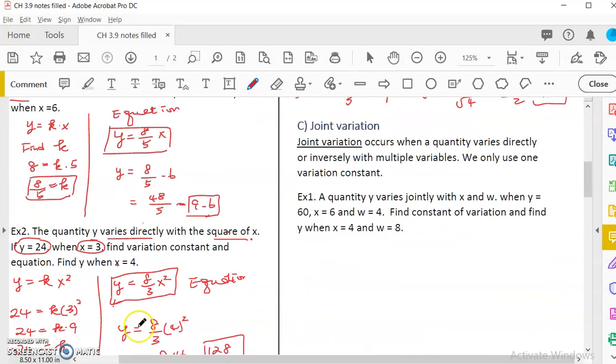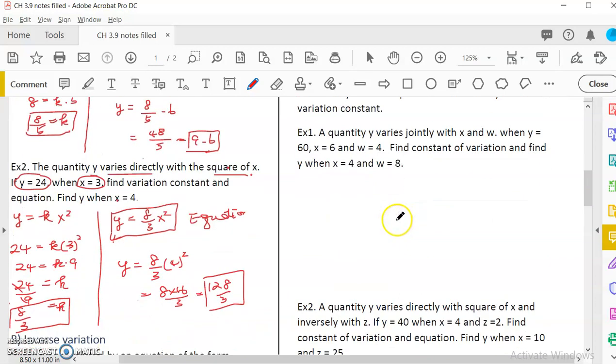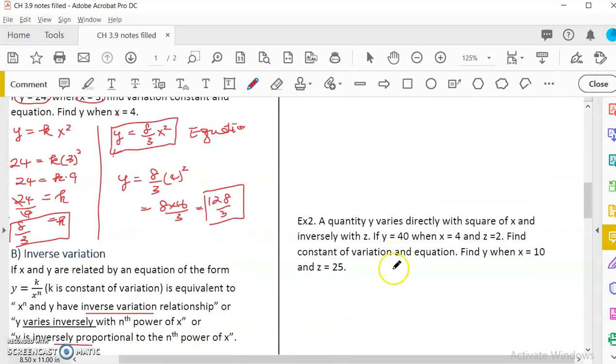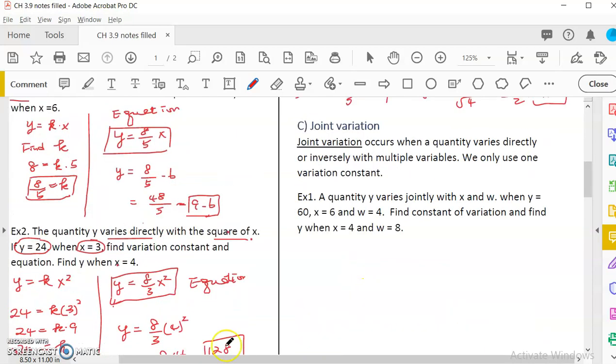I'm going to do another example in another video on joint variation. So these two are the basics, and we also use joint variation to solve work problems.